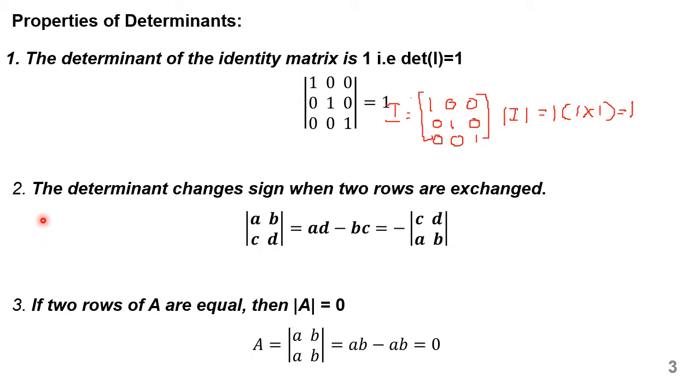The second property says the determinant changes the sign when two rows are exchanged. We'll try to evaluate this property. Let us define a matrix A. We'll take this matrix as A, B, C, D. When I take the determinant of this, A is equal to AD minus BC.